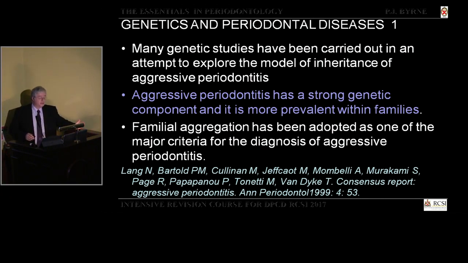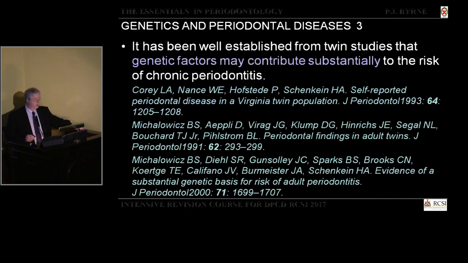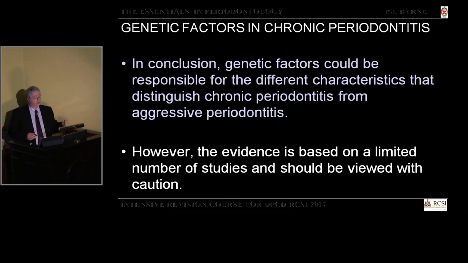Aggressive periodontitis has a strong genetic component, and it's more prevalent within families, and family aggregation has been adopted as one of the major criteria for the diagnosis of aggressive periodontitis. And it's been well established from the twin studies that you see below that genetic factors may contribute substantially also in the risk of chronic periodontitis. In terms of conclusion, with regard to genetic factors, they could be responsible for the different characteristics that may distinguish chronic periodontitis from aggressive periodontitis.